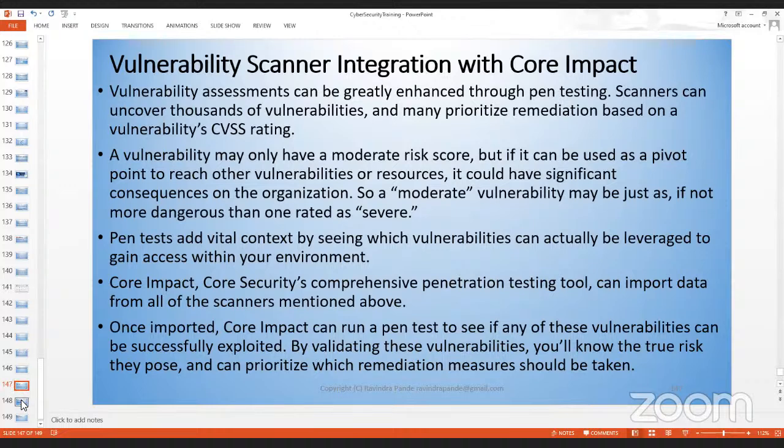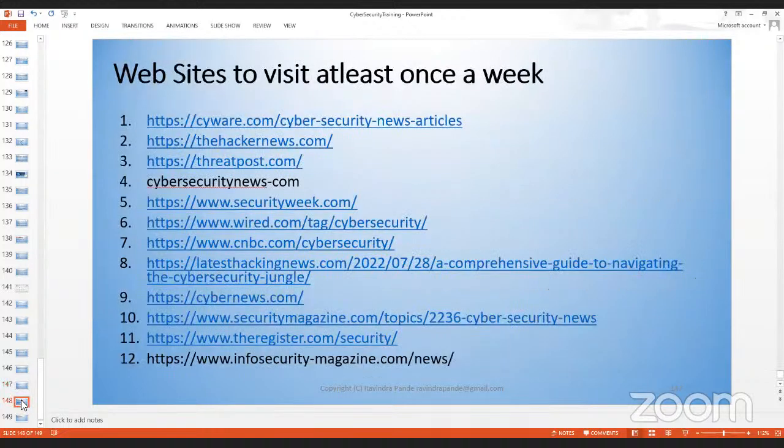Okay, let me move to my next screen here. I'm going to share these things with you. These are the 12 sites which I would really like you to visit at least once a week. This is a mechanism where I read about all new attacks and all new tools to be released within the North American and Canadian community. This is specifically from a North American community.